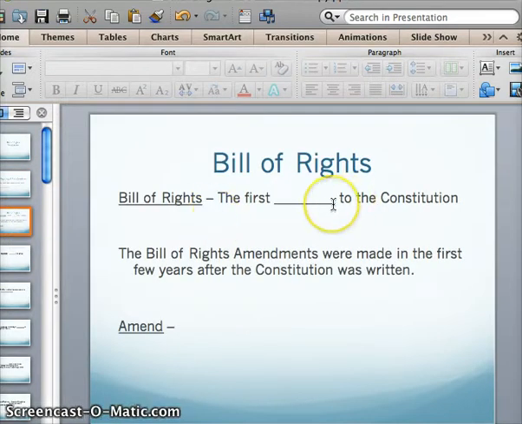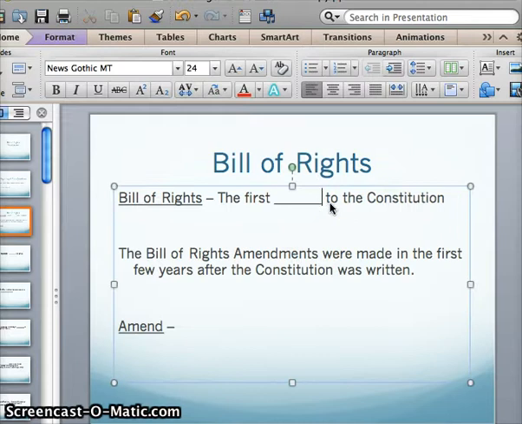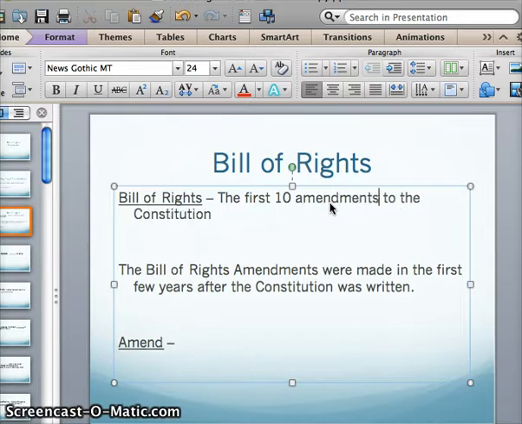All right, so what are the Bill of Rights? The Bill of Rights are the first 10 amendments to the Constitution. And they were written shortly after 1787. People wanted to make sure that this new Constitution would protect their rights.